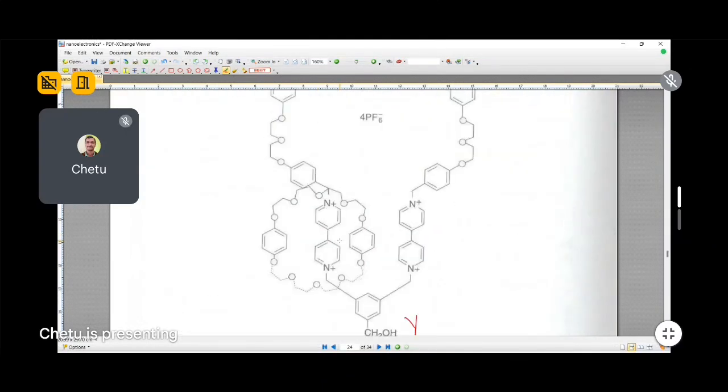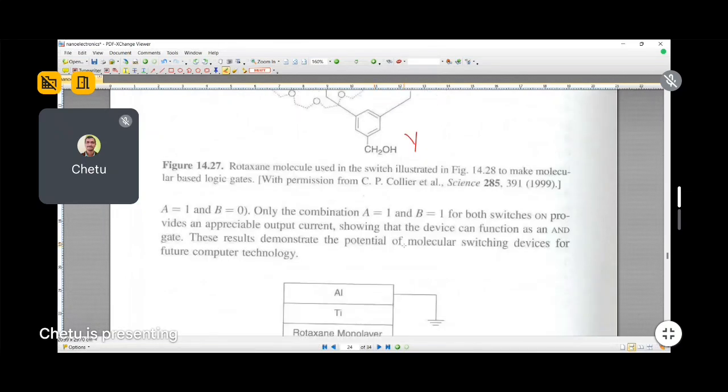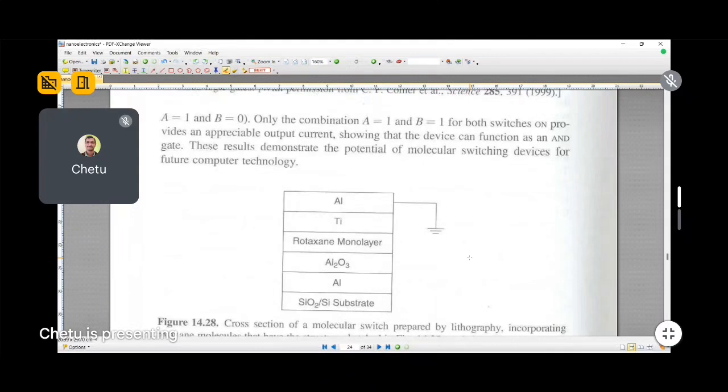So when you apply voltage to A and B, then you will get some output voltage or current flow at the Y gate. And these molecular switches may give rise to some different logic combinations which are not present in the other semiconducting materials.